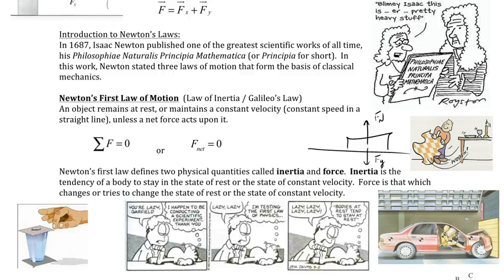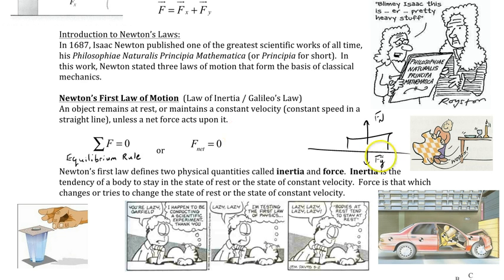When objects are remaining in that same state of motion, whether at rest, which we call static equilibrium, or remaining in constant velocity, which we call dynamic equilibrium, we say that the object is in equilibrium. And when equilibrium occurs, the vector sum of all the forces is equal to 0. And so this is how we write Newton's first law mathematically. The sum of all the forces equals 0, or the net force is equal to 0. This is known as the equilibrium rule.